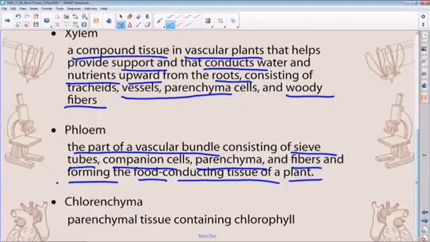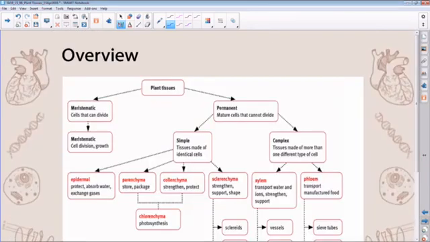So let's see what I put here. The parenchyma tissue containing chloroplasts. Okay, so those are the ones that we looked at. These are simple. As soon as you know this, you've got it waxed. Okay, now, here we go. Let's have a look at this.